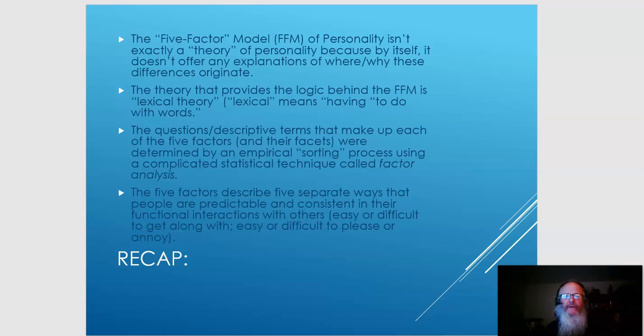So in the first lecture, we described the five-factor model as not being exactly a theory of personality, because by itself it doesn't offer any explanations of where the observed differences come from. And that's really what you want in a theory. You want a theory to explain things. And the five-factor model at this point is still mostly a descriptive model, but because good description can give us good prediction, it's still worth paying attention to.